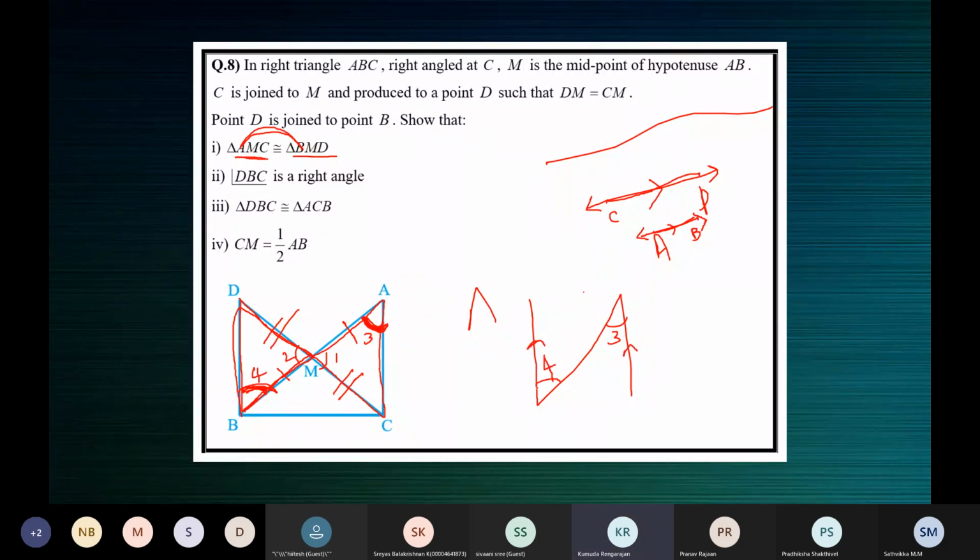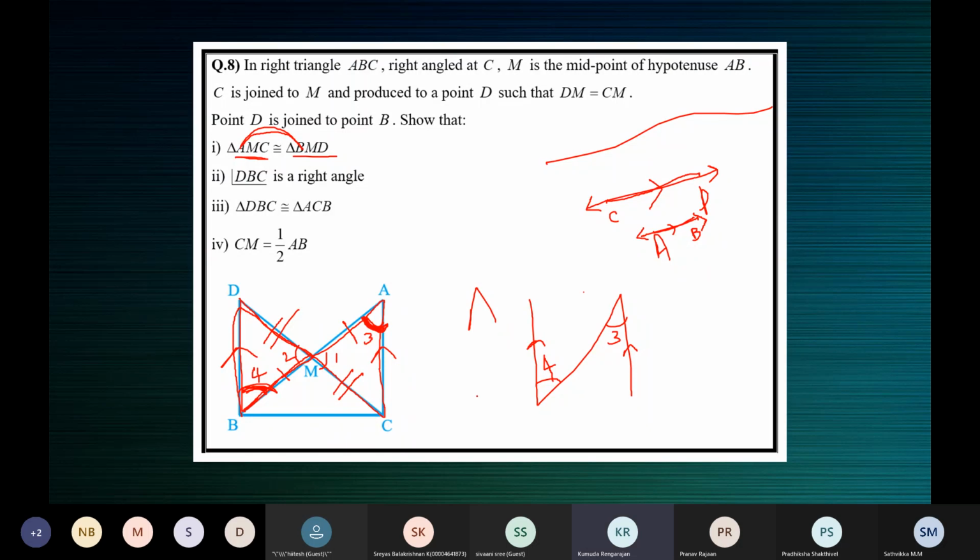Because only when a transversal intersects two parallel lines, alternate interior angles are equal. So now we know that 4 and 3 are equal and they're alternate interior angles. So that means the lines must be parallel to each other. Therefore, AC is parallel to DB.